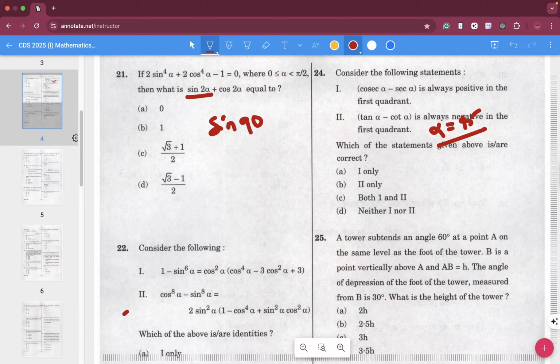So this particular value becomes sine 90 plus cos 90, isn't it? So sine 90 is 1, cos 90 is how much? 0. Sine 90, because this is 2 alpha, so over here the value is how much?